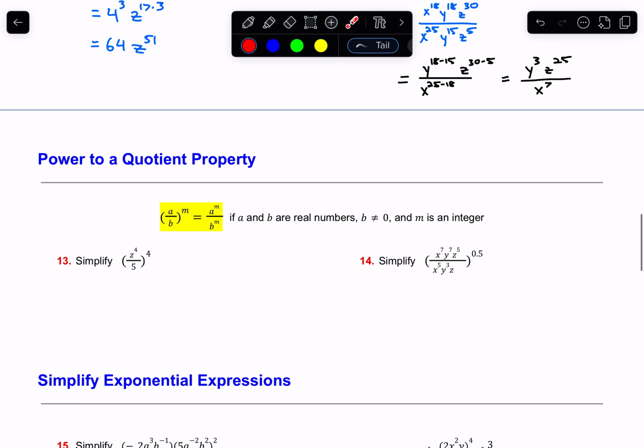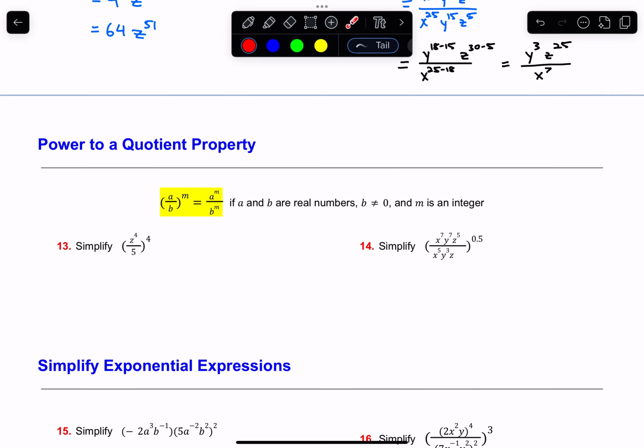Okay, next one is the power to a quotient property. We've actually seen this earlier in the video. I showed it to you before we actually learned it, where when we have a quotient, a fraction inside, and an exponent, we distribute this exponent to both the numerator and denominator.